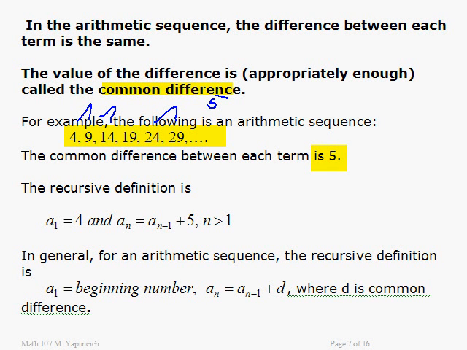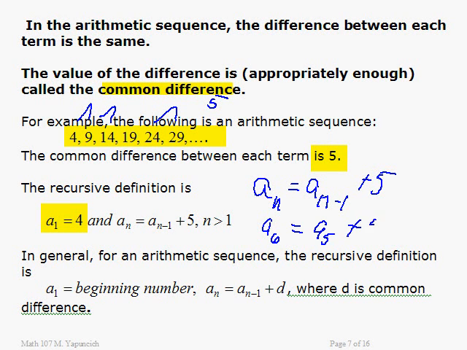The recursive definition for this particular sequence would give you a starting point of 4, and then the term you want to compute would equal the previous term plus 5. For example, if you wanted the 6th term, that would be the 5th term, and then add 5 to it. Here it is in general. For an arithmetic sequence, A1 is just the beginning term, as it always is. Then AN, the term you want to compute, equals the previous term, AN minus 1, plus that common difference of D.